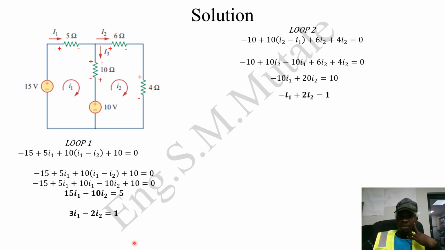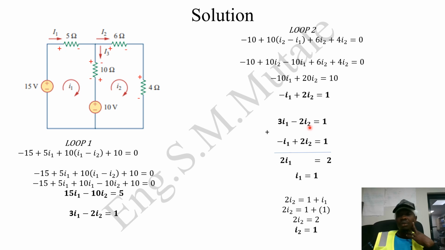Then you solve these two simultaneously, this one and this one. You're going to have the following. So we have I1 as 1 amp. And then if you substitute that into the other equation, you're going to have I2 as 1 amp as well.